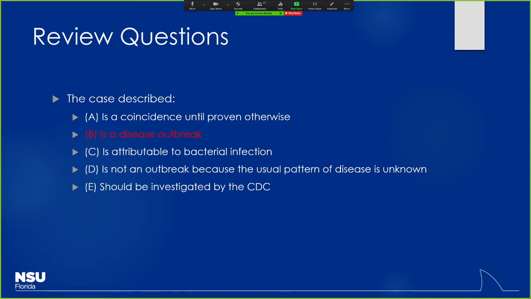We just don't know at this point. So in this case here, it is not an outbreak because the usual pattern of disease is unknown. That doesn't necessarily apply to this sort of situation because there are certain situations where any occurrence of disease would be considered to be sort of abnormal. So in a case like this, where you wouldn't expect anyone to develop symptoms like this, you probably want to check it out to see what's going on versus if it's something that is more endemic.